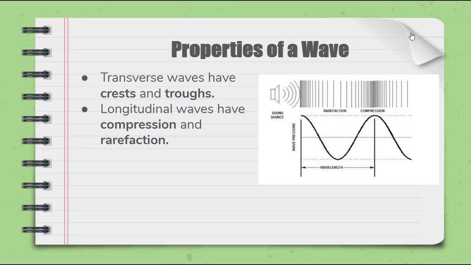So let's talk about some properties of a wave. Transverse waves have crests and troughs, which is what you see on the right-hand side there, crest being the peak and trough being the lower part. Longitudinal waves have areas of compression, which is where the slinky would be very close together, and rarefaction, where the pieces of slinky would be far apart.